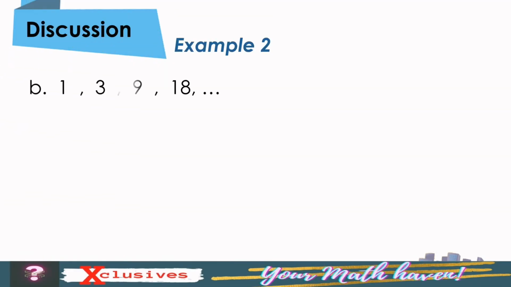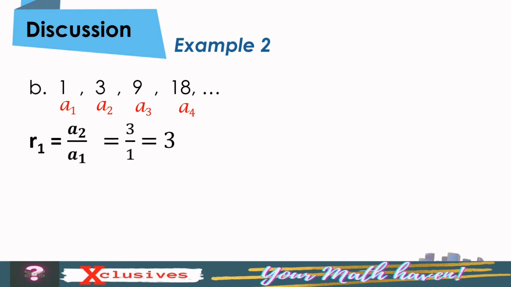Hop in to the next sequence: 1, 3, 9, 18. Solving for the common ratio, we have r sub 1 is equal to a sub 2 over a sub 1. Substituting the values, that is 3 over 1, or 3 divided by 1, and that is equal to 3. r sub 2 is equal to a sub 3 over a sub 2, and that is 9 divided by 3, which is 3.